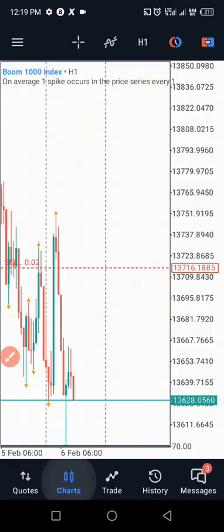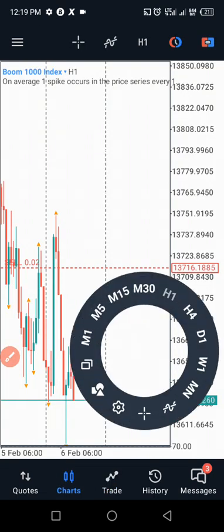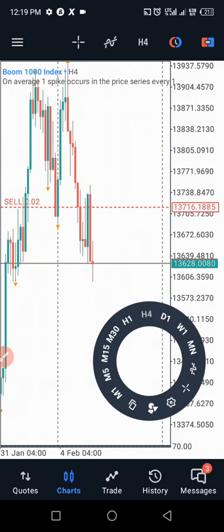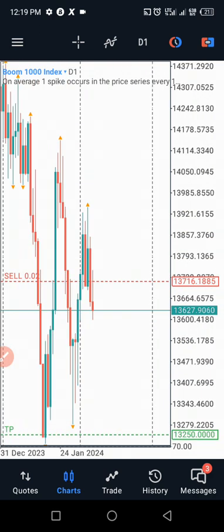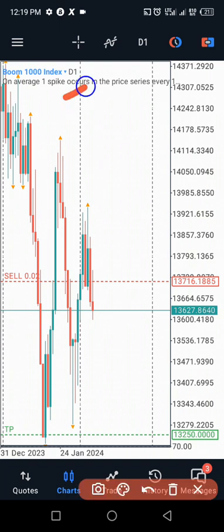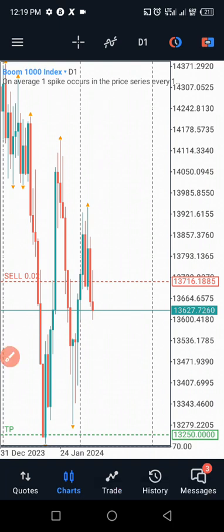Because if you look at the Boom 1000 index here, based on the analysis I did, you can see that this is the daily time frame, and we still have a long way to sell. Okay, we still have a long way to sell. So it is good you take note of this analysis and go to your chart and enter and make massive profits for yourself.